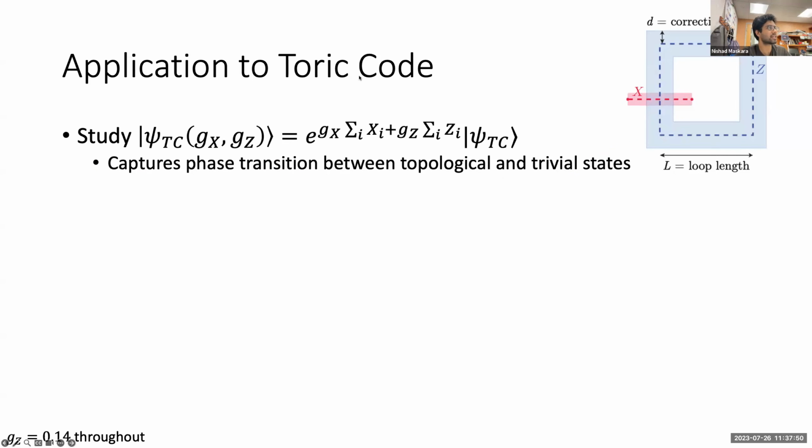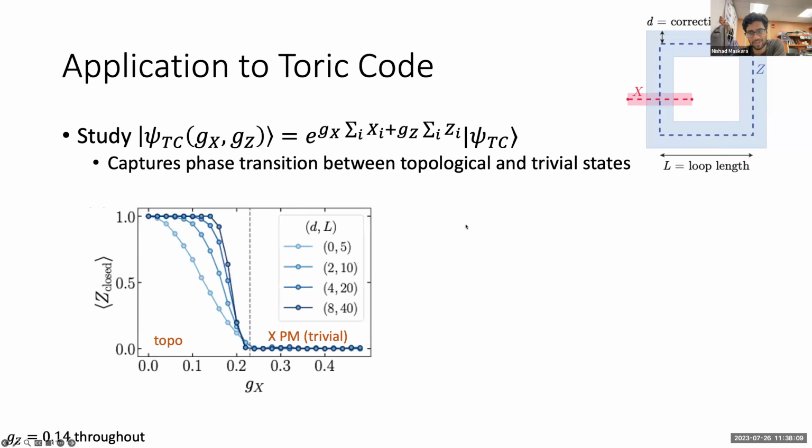We study extensively this simple perturbed state where we take the toric code fixed point state and add imaginary time evolution by transverse and longitudinal fields. What's nice about this is that it's still a bond dimension 2 PEPS, so we can do numerics on very large systems to simulate sampling. We apply the procedure as a function of gx. There's a phase transition in this model as you increase the size of gx.